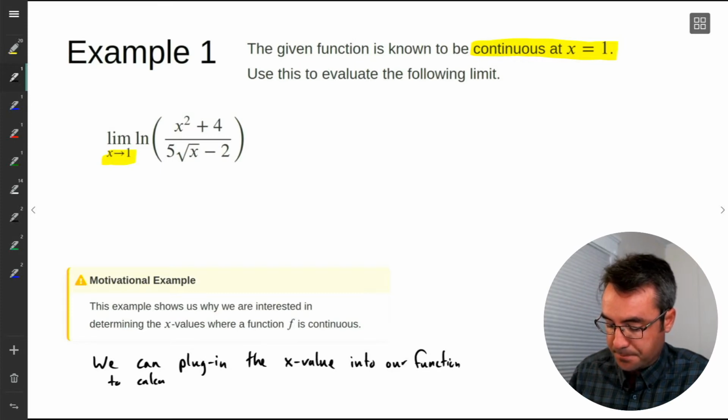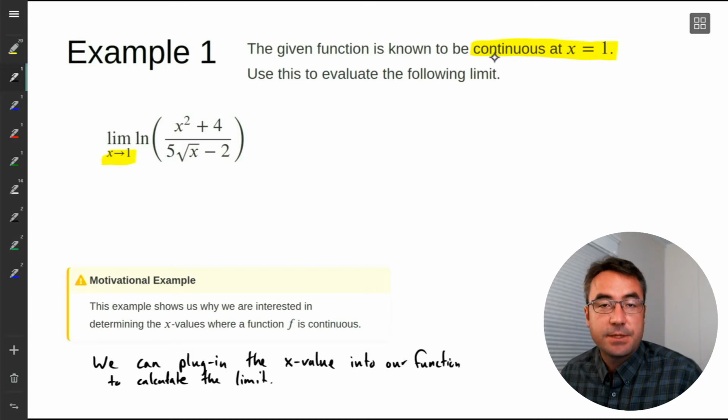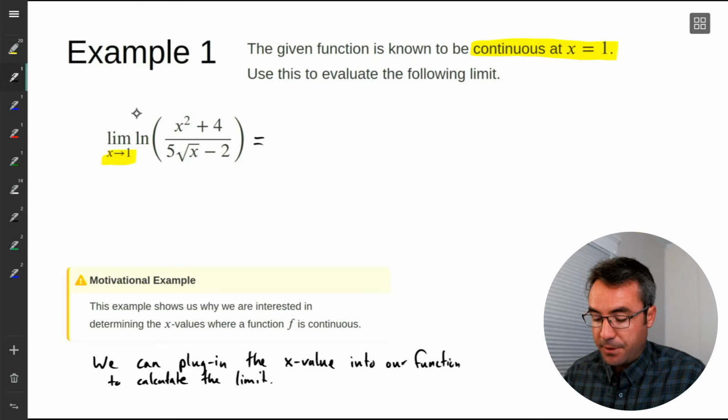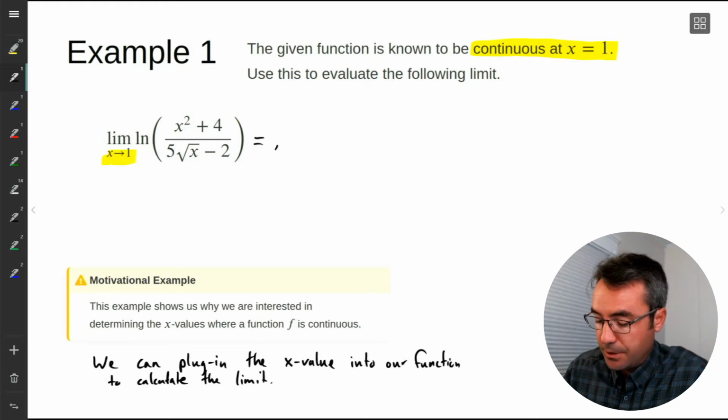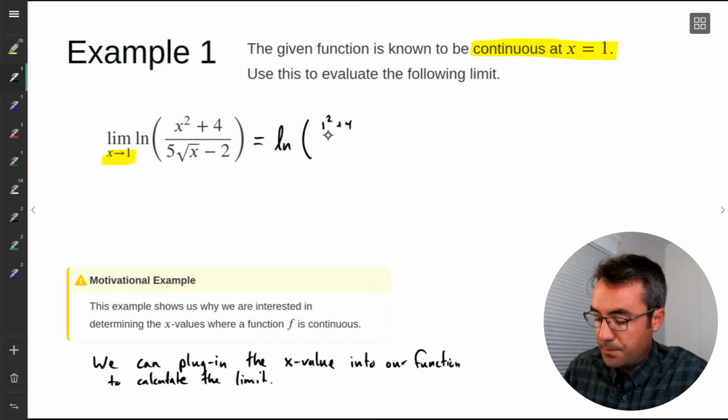To calculate the limit. Now, in general, it takes some work sometimes to figure out if a function's continuous or not. But if we know it, well then what we can do is just plug in. So our function here is this natural log function. So we're going to do the natural log, and we're just plugging x equals 1 in wherever we see an x. So we'll get 1 squared plus 4 divided by 5 times the square root of 1 minus 2, which is equal to the natural log of 5 over 3.